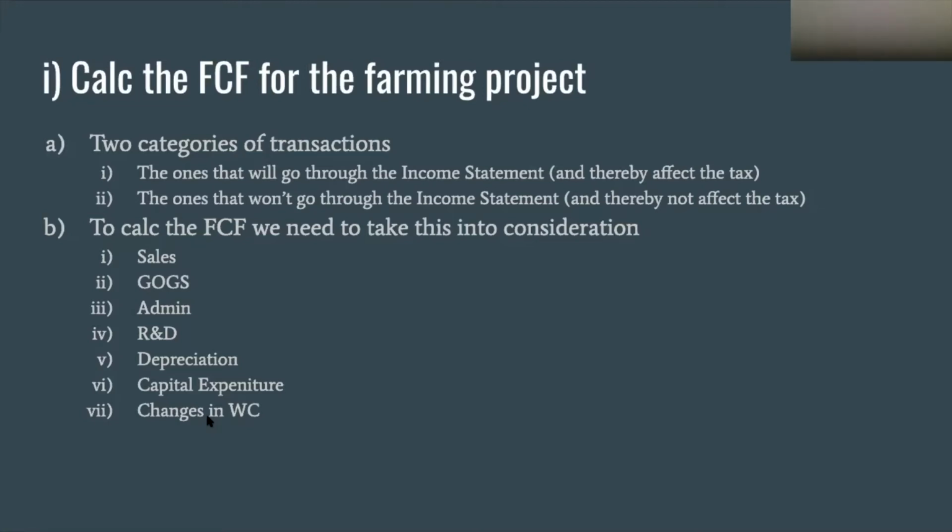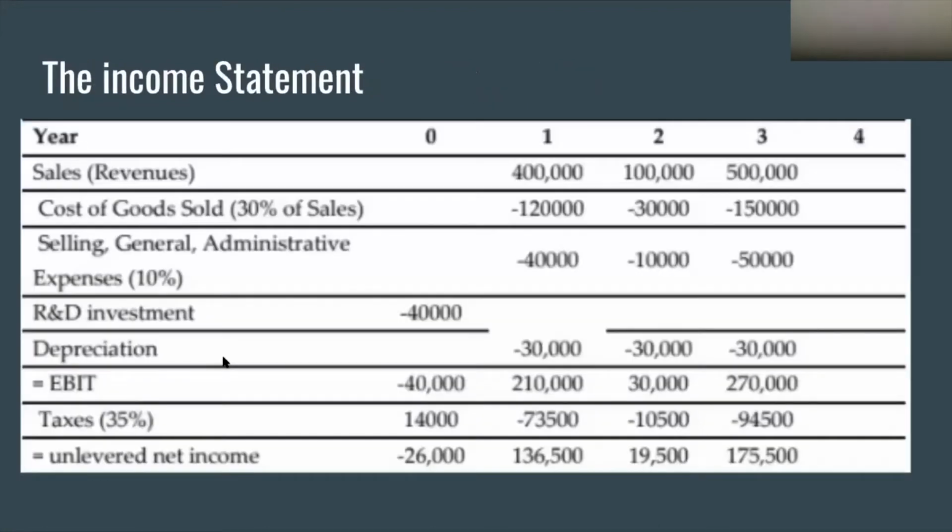Everything clear so far? No question? Perfect. So now we know that we need to draw up an income statement that we later will tax in order to receive our free cash flow. And we know that the sales, the cost of goods sold, the admin expense, the R&D, and the depreciation will go through this income statement. So if we draw that up, it's a bit blurry, but I think you will see.